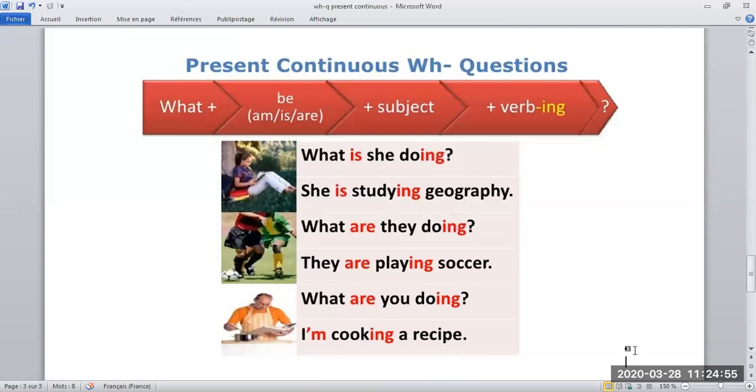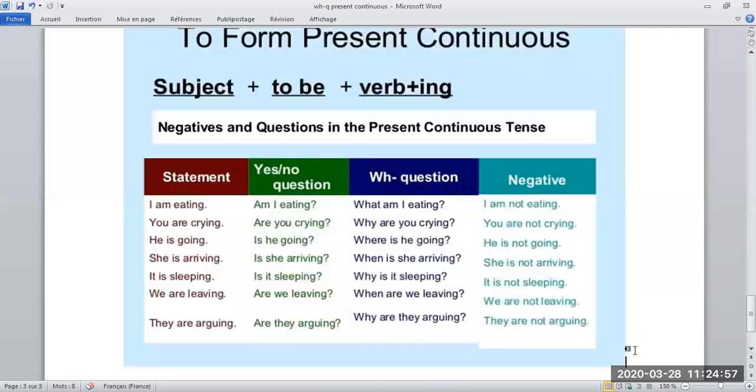Good. Very good. Great. Now let's see some forms that we have. So here we have the form of the present continuous that we talked about. I am eating. You are crying. He is going. She is arriving. So we have subject plus the verb to be plus a verb plus ing.